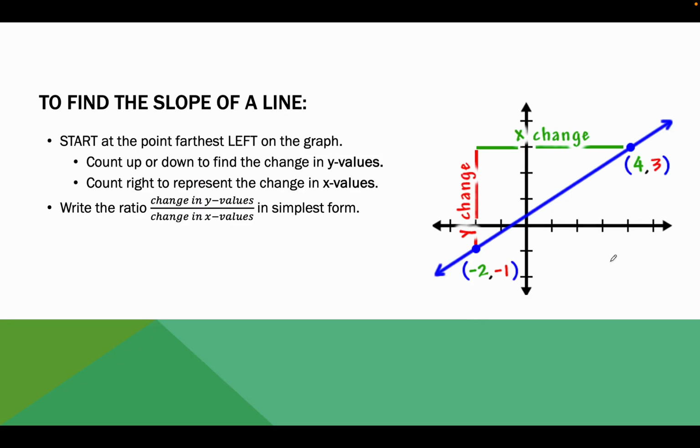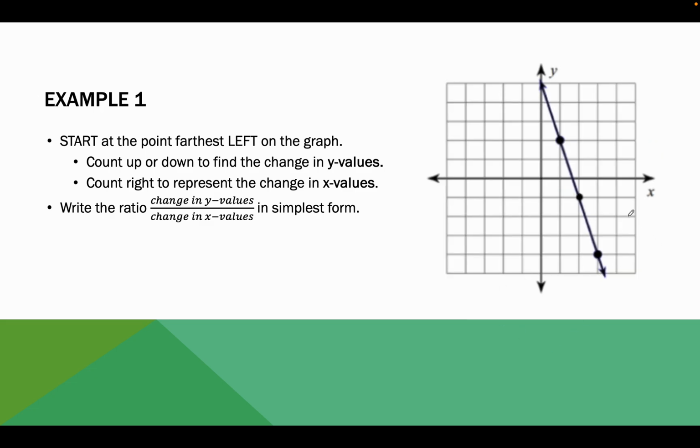Here are those directions that I just gave you for doing it on a graph. So we're going to start here on the left, and we're going to work our way to the right. So from left to right, this graph is going down. So when we start here at that first point, we're going to count 1, 2, 3 spaces down. And since it's going down, that's going to be a change of -3.